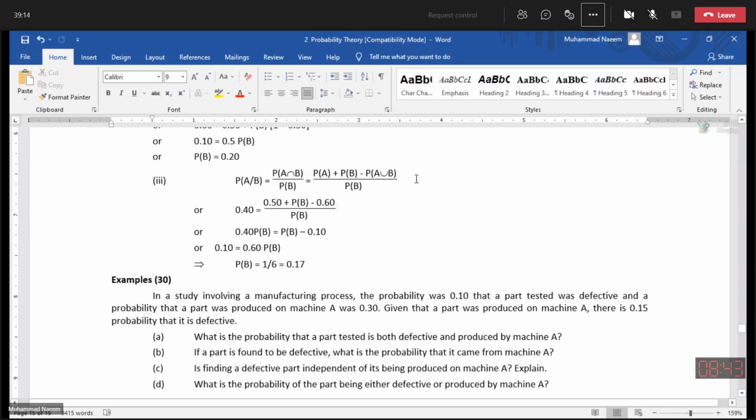So we change the formula of the probability of A union B, which is equal to probability of A plus probability of B minus the probability of the intersection, A intersection B. So from here, the probability of the intersection will be equal to probability of A plus probability of B minus the probability of the union.